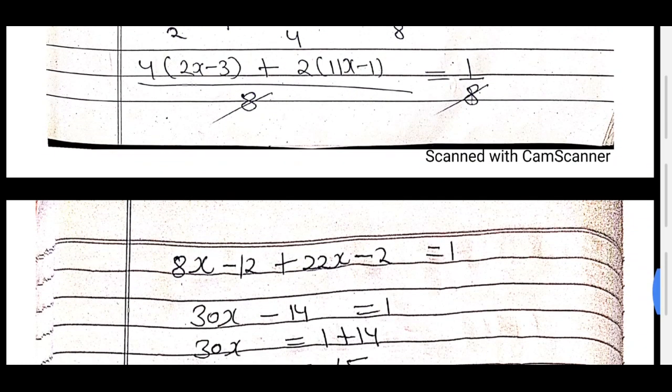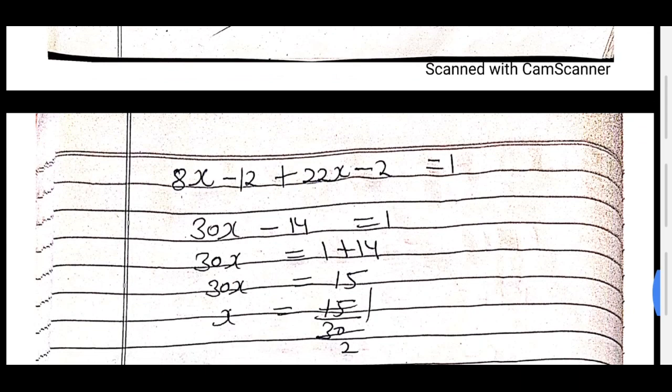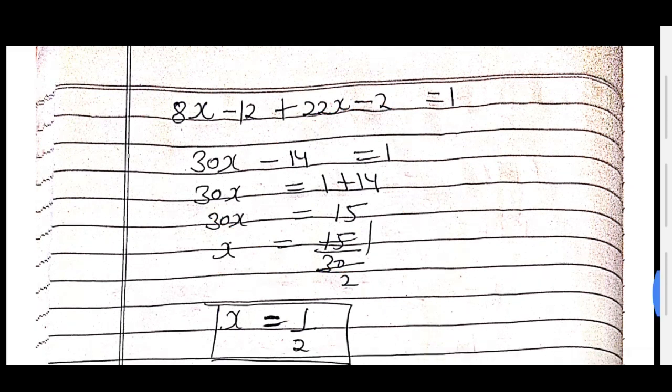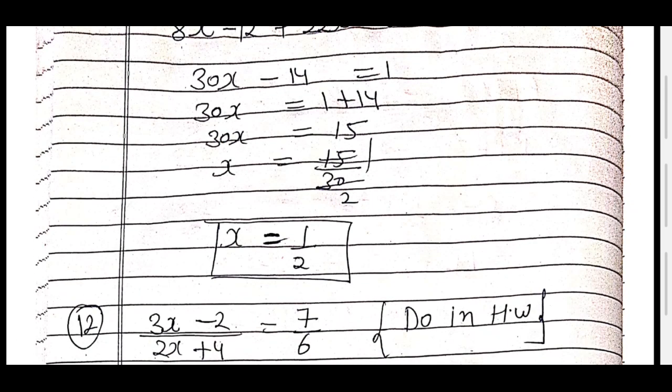Now just solve. 4 2s are 8x, 4 3s are 12, 2 11s are 22x, and 2 1s are 2, is equal to 1. Now 8x plus 22x, when you add you get 30x, minus 12 minus 2 gets minus 14 is equal to 1. Then 30x is equal to 1 plus 14, it becomes 15. Then x is equal to 15 by 30, because here in multiply, here becomes divide. Finally you get x is equal to 1 by 2 as your answer.